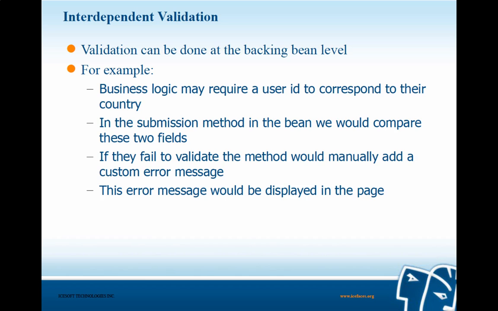Interdependent validation is when there are 2 or more fields, and a combination of values selected between these fields could cause a validation error. So this is validation done at the backing bean level. So for example, perhaps we have validation logic that may require a user ID to correspond to their country. Now in the submission method in the bean, we would go ahead and compare these 2 fields. If they fail to validate, this method will manually add a custom error message that will be displayed in our page.